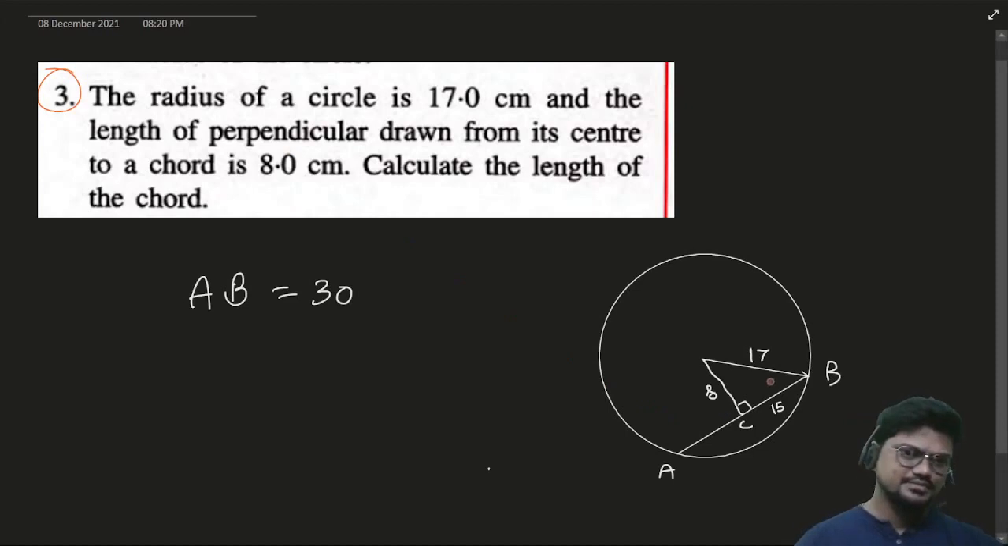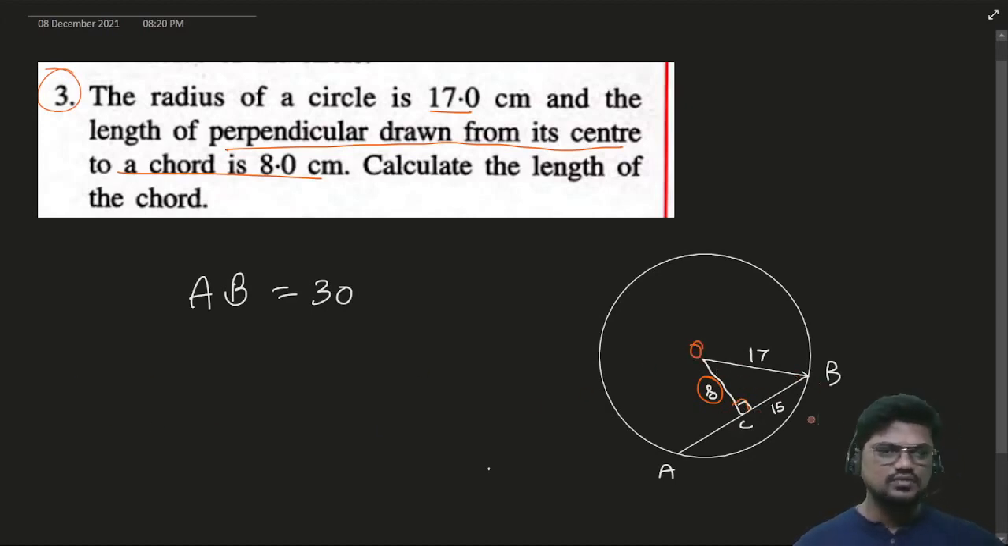See over here. They have given the radius of the circle is 17. So I have drawn this 17 as the radius. After that, the length of the perpendicular drawn from its center to the chord, means if you draw a perpendicular to the chord, the length of that is 8. Then you have to find the length of the chord. So this is perpendicular, no? So you can use Pythagoras.